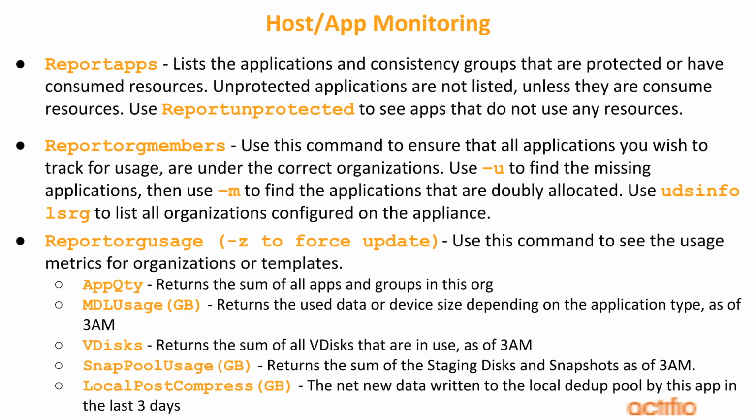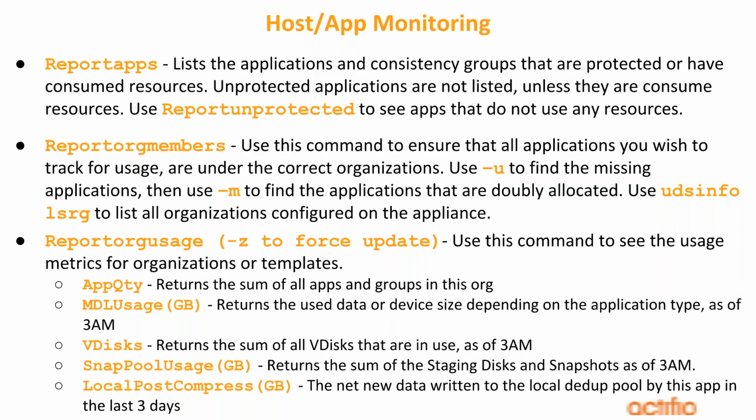So we'll start with report apps. Again, this lists all the applications. Now this also lists any app, even if it's not protected, that is consuming resources. So if you had an app and you took it out of protection, however, it's still maybe using a vDisk, or it's still got dedup there, it will still show up in report apps because it is consuming resources.